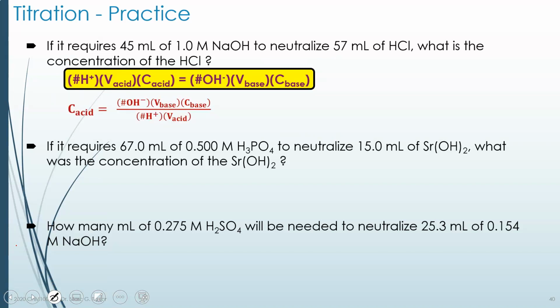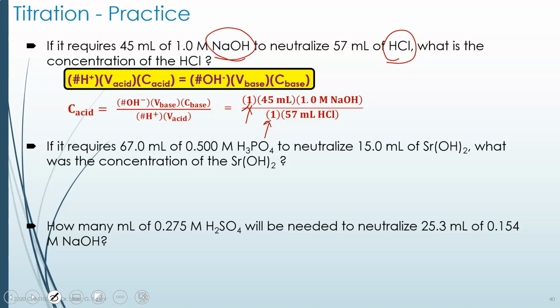So let's do that. We have the acid is equal to the number of hydroxides per base times the volume of the base times the concentration of the base, and then we divide that by the number of acid groups per acid, the number of protons per acid, times the volume of acid. Now we have all these values. We know that there's one hydroxide per sodium hydroxide, and there's one proton per acid, so each of those are ones. We know our volumes are 45 mils of base and 57 mils of acid, so we put those in.